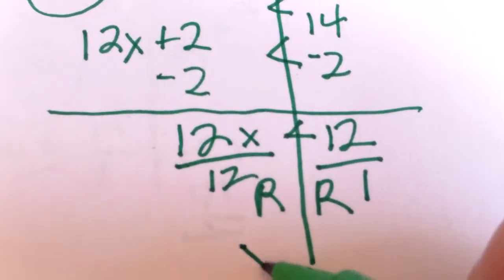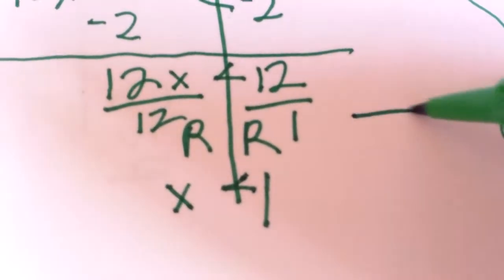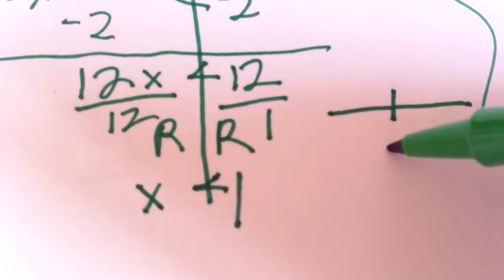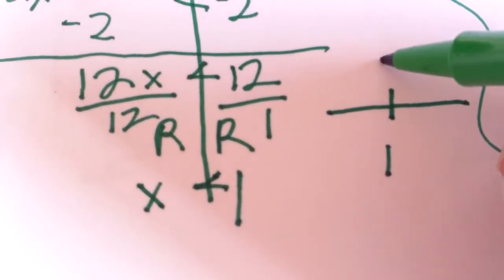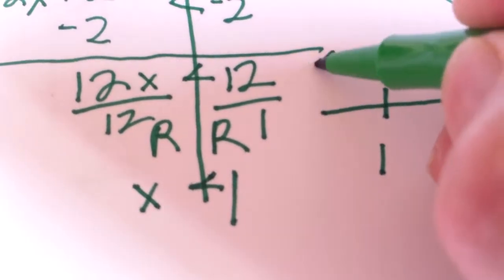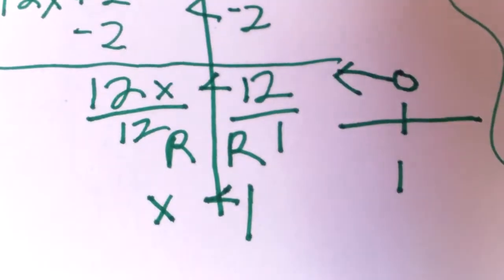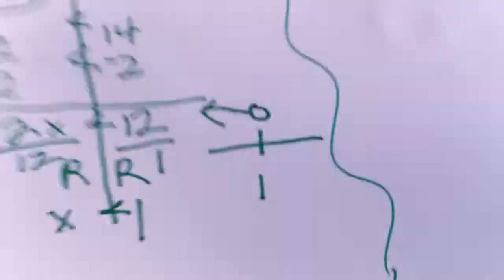I don't have to flip my inequality because I did not multiply or divide by a negative number. My variable's on the left-hand side. I begin at 1 on the graph. It's open because it's not equal to 1. It's only less than 1. It's going to go left, just like this. Alrighty then, number 3.